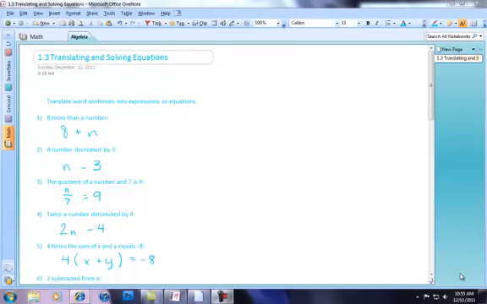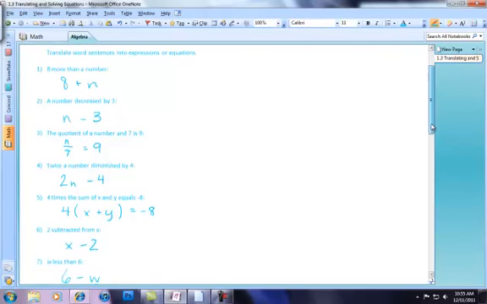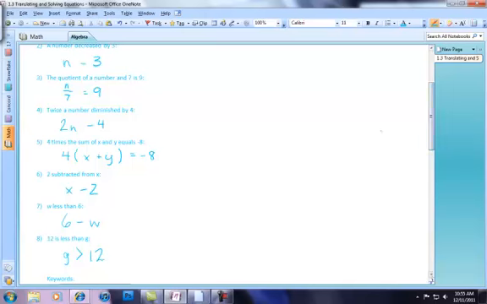8 more than a number. So that means it would be addition: 8 plus n. A number decreased by 3 is n minus 3, because subtraction means decrease. The quotient of a number and 7 is 9. Quotient is going to involve division, so it's n divided by 7 equals 9.